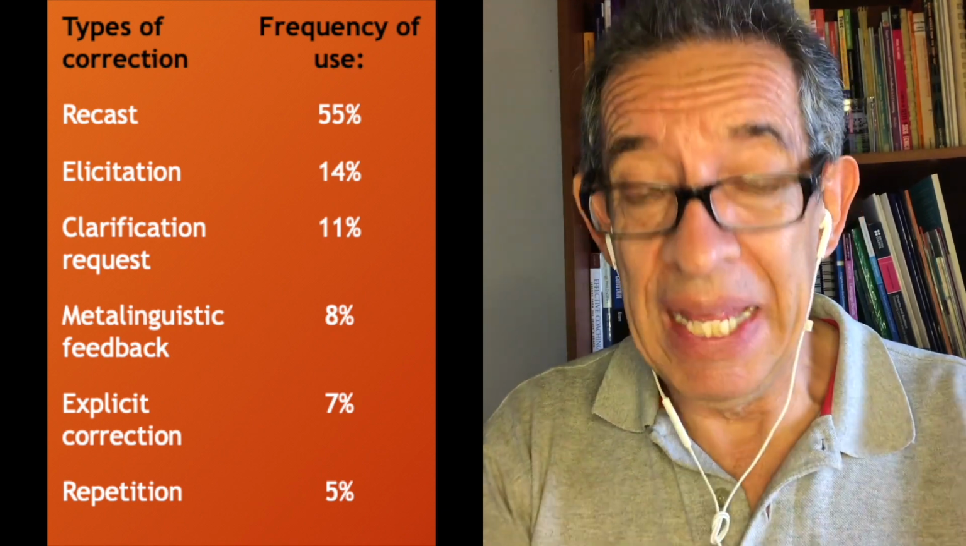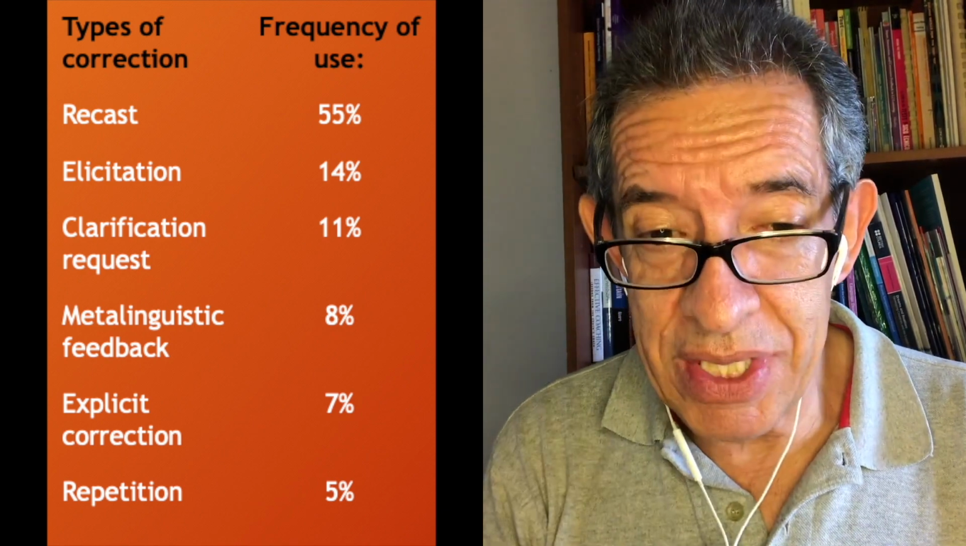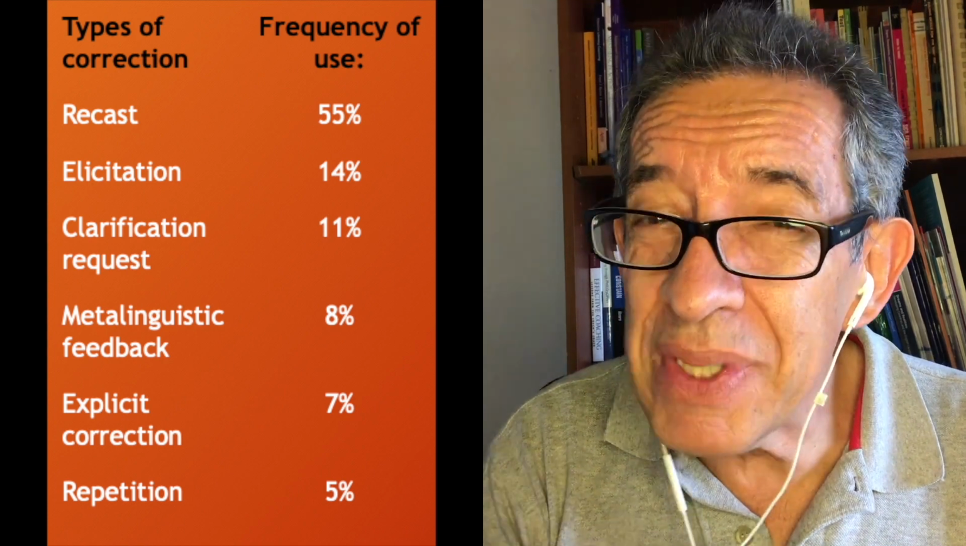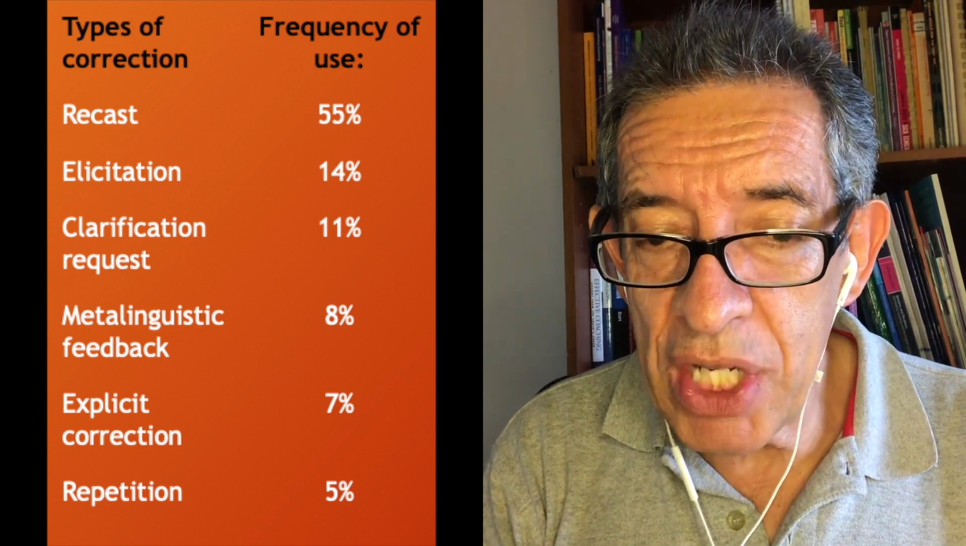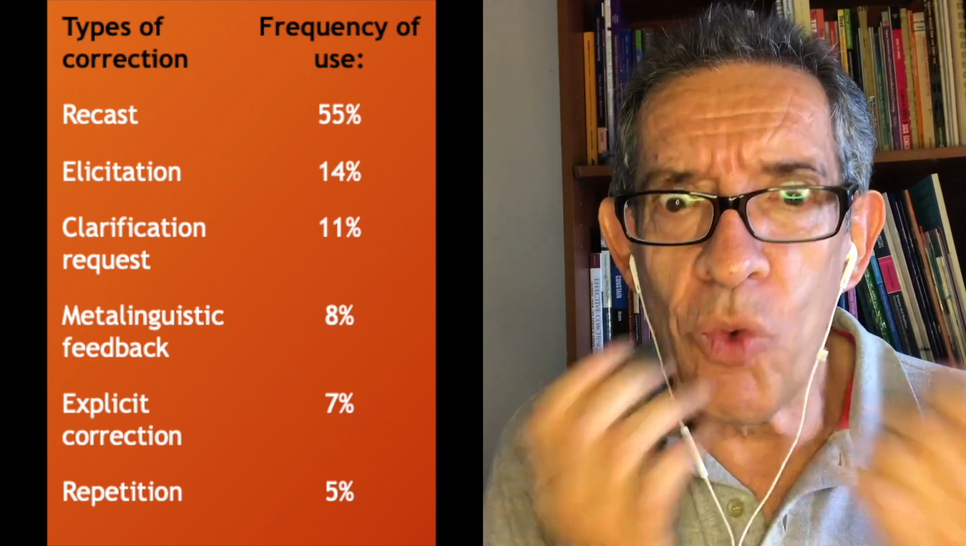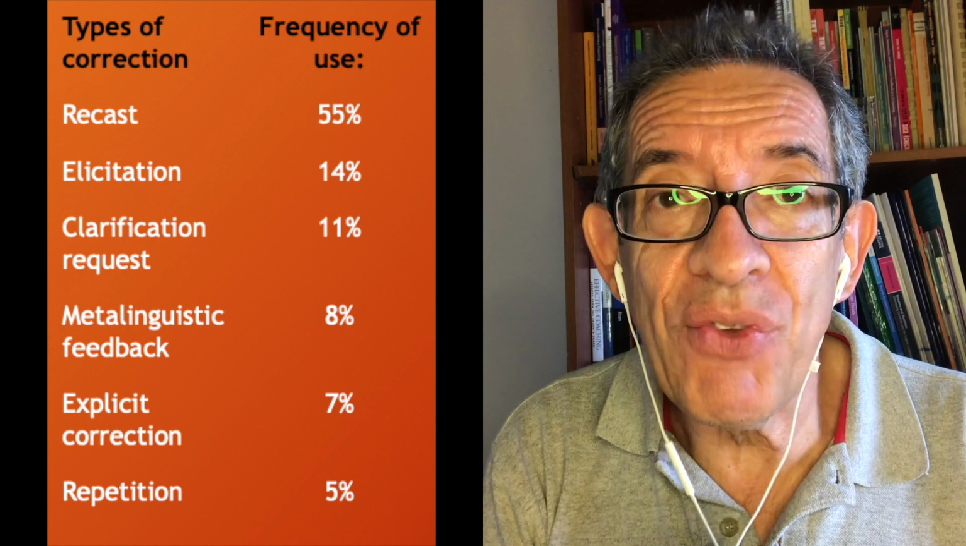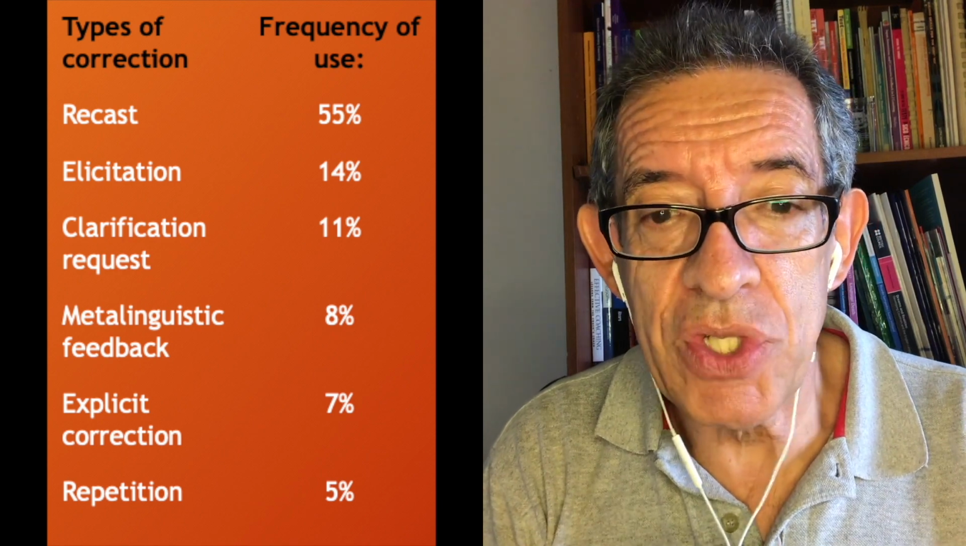14% were elicitation, like asking students. 11% was clarification. Excuse me, did you say, what was it again? 8% were metalinguistic feedback. Explicit correction was 7% and repetition was 5%. So by far, recast tends to be the most common way of correcting mistakes.